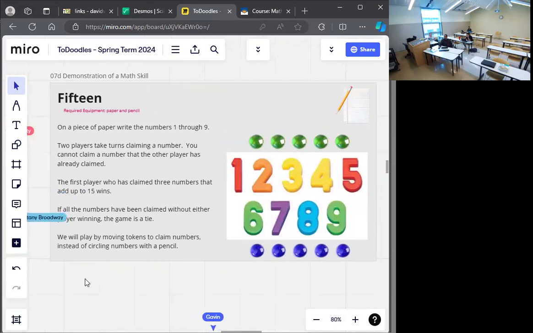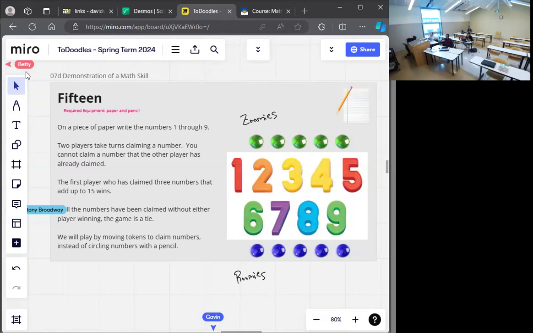Why don't we just play it with the people in the room versus the people on Zoom? We haven't done that yet. So I'll have green be the zoomies and blue be the roomies. You're going to take turns claiming a number, and you can't claim one that's already been claimed. You want to get 3 numbers that add up to 15. And if all the numbers get claimed without anyone winning, then it's a tie.